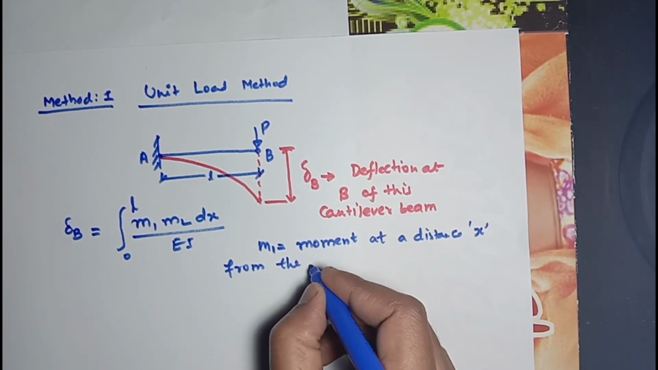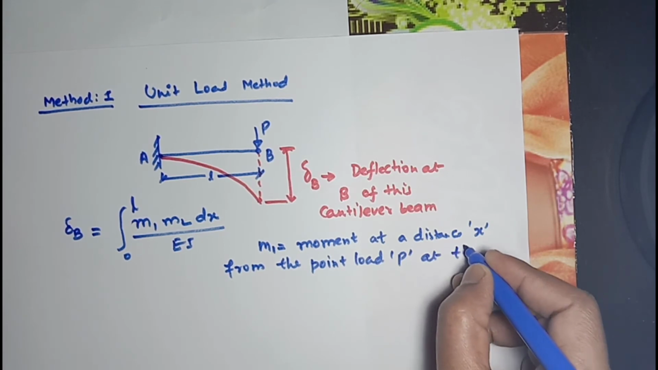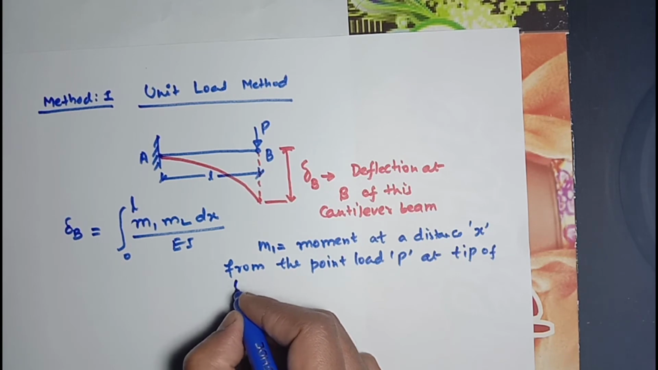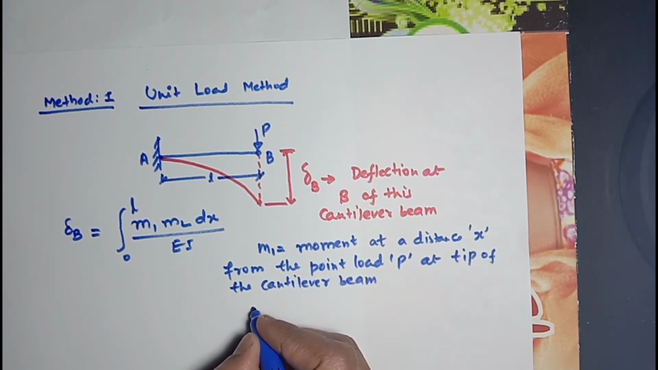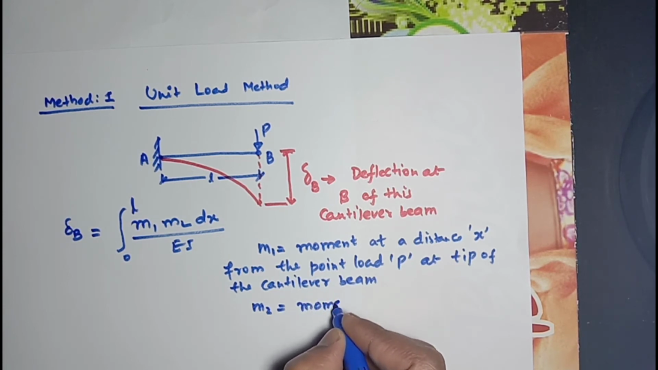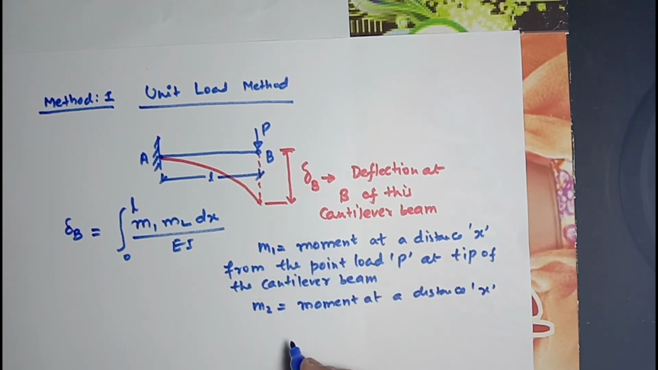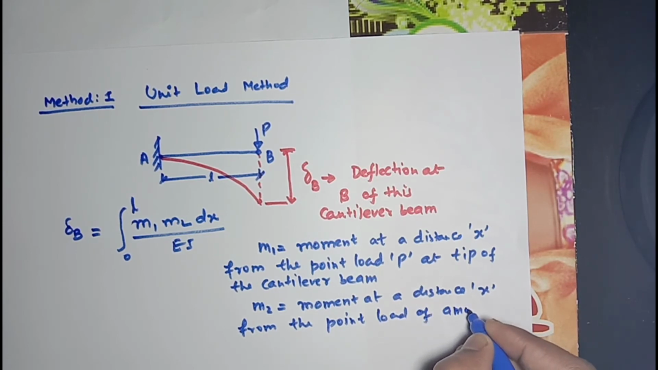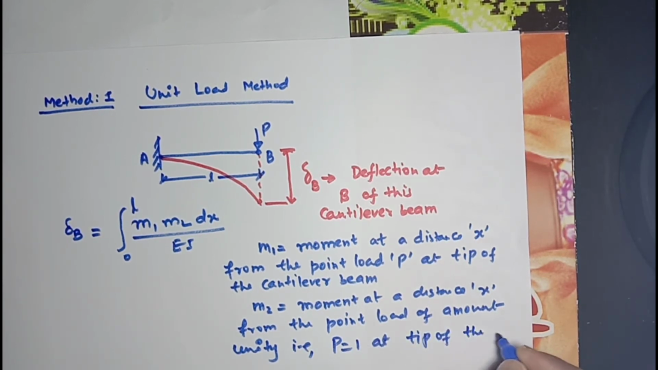from the point load P at tip of the cantilever beam, and m2 is moment at a distance x, which is same as that we have taken for m1, from the point load of amount unity, that is P equal to 1 at tip of the cantilever beam.